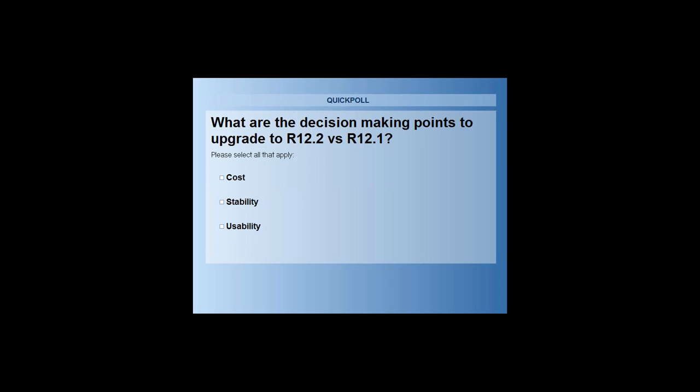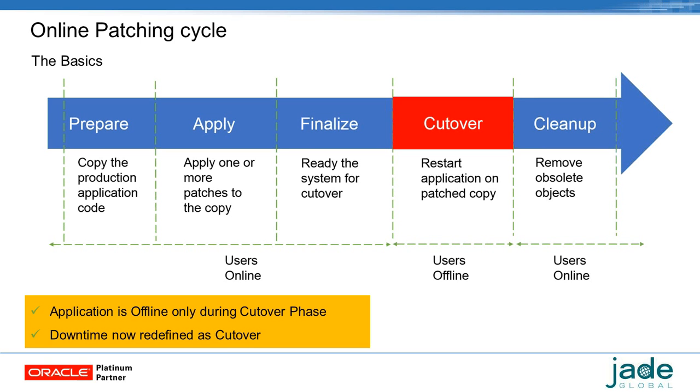So let's walk quickly through what exactly online patching is and how it behaves. Basically in online patching, you have 5 different steps: prepare, apply, finalize, cutover, and cleanup. Each of these steps is devised to address specific issues.